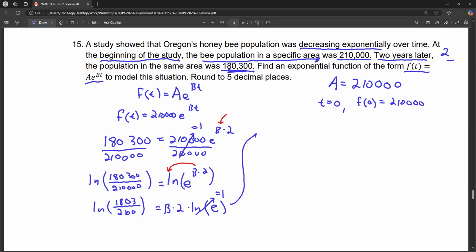So let's update. Notice that there's just multiplication by 2. Something that happens to b is that it's being multiplied by 2. To undo that multiplication, we divide both sides by 2. And we find that b is equal to the natural log of 1,803 divided by 2,100, divided by 2. Let me grab my calculator this time just to make sure I didn't mess up simplifying that fraction.